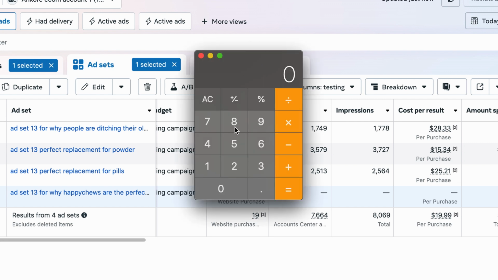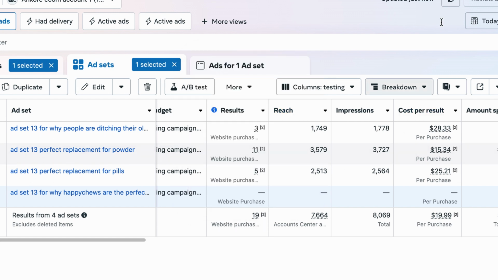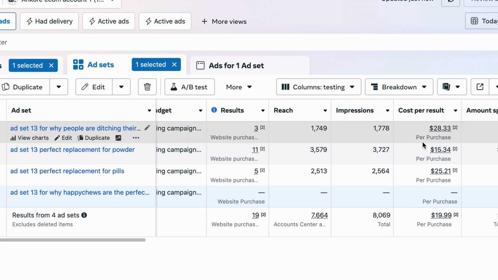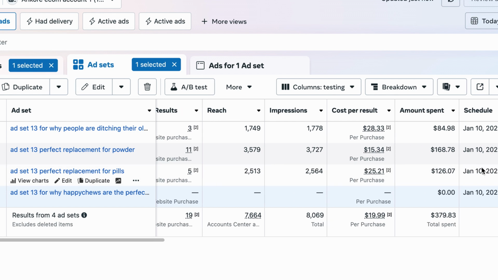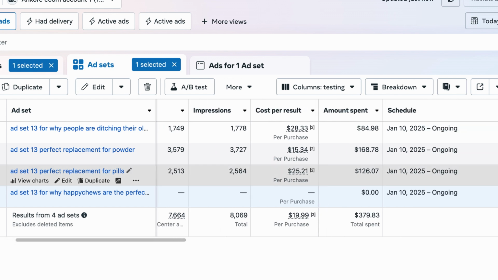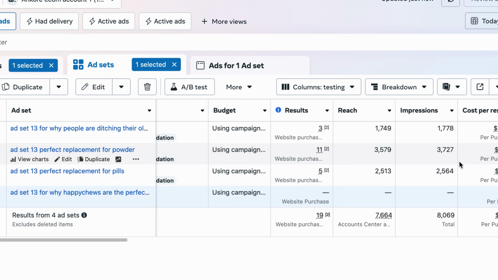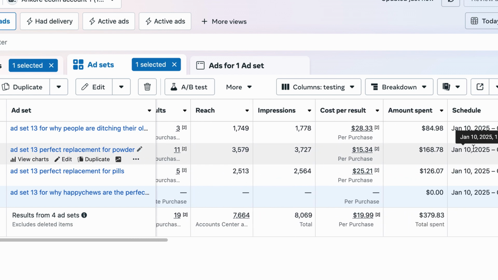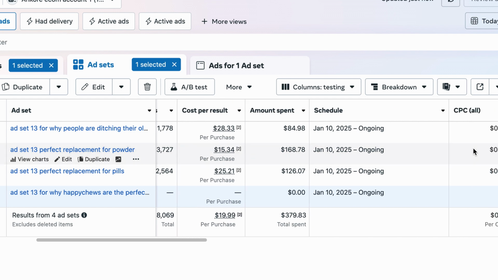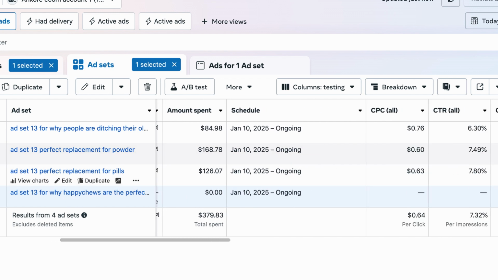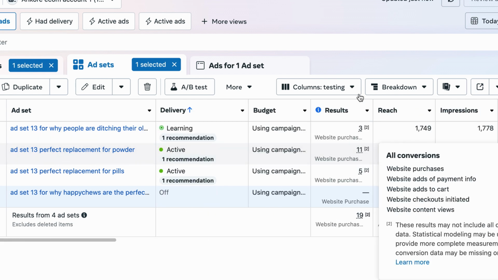So 379.83 divided by 23 equals 16.51. Okay, we will wait 2 hours from now. If in 2 hours from now things get better, then I will increase the budget. But for right now, I'm going to keep it there and see how it plays out. And I'll show you guys my metrics also. I'll make that a separate video, but for today, I'm going to leave it there.